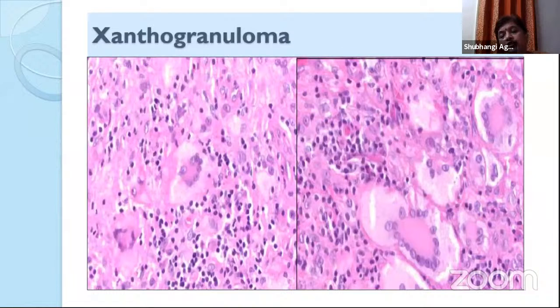The same condition, tuberculosis, sarcoid, and xanthogranuloma may involve different organs. Tuberculosis may involve lung and lymph node. Sarcoid can involve lymph node and other organs, and xanthogranuloma can involve skin and bone marrow. So multiple systems can be involved in the granulomas. That you have to keep in mind.